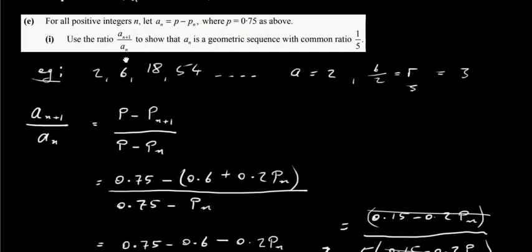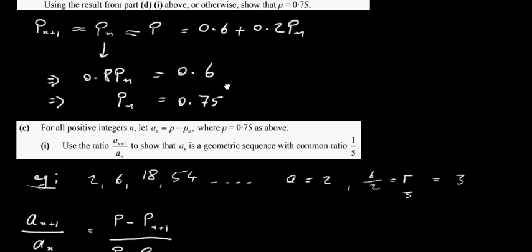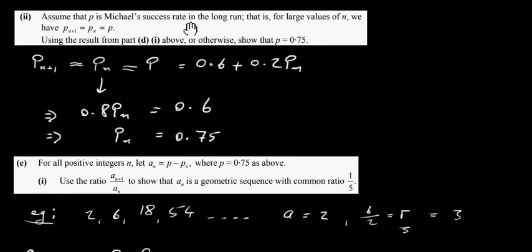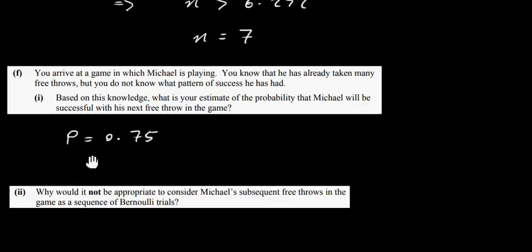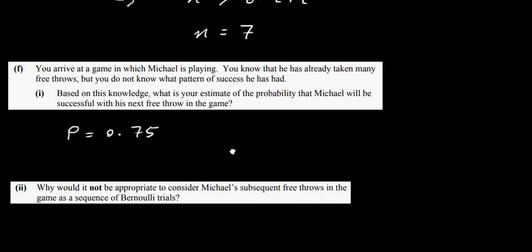How far back do we have to go here? Let me see here. P is equal to 0.75 is above, so we showed it here. Assume that P is Michael's success rate in the long run. That is, for large values of n, we have Pn plus 1 is equal to Pn is equal to P. Show that P is equal to 0.75. So the probability then, we come back down again. The question is, you've arrived at the game in which Michael is playing. You know that he has already taken many free throws. You don't know what pattern of success he has had. We're estimating the probability that Michael will be successful, so that's the best estimate we have, 0.75.